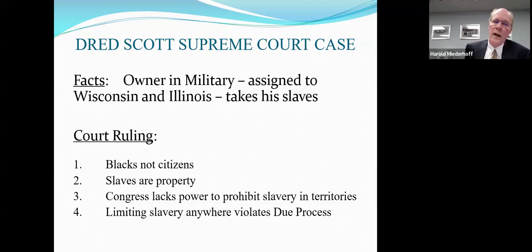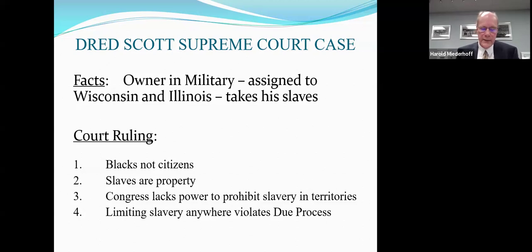In fact, the chief judge, Taney, went way beyond what the facts and the law required him to do, and made a court ruling that basically said blacks are not even citizens, and therefore they cannot even file lawsuits in federal court. Slaves are deemed to be property. Congress lacks the power to prohibit slavery, and any attempt to limit slavery would violate constitutional due process.